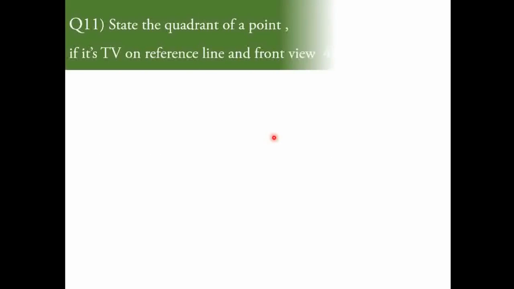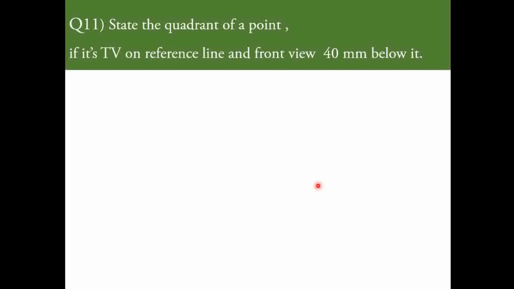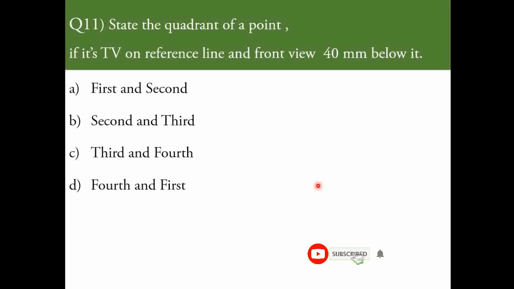Now the next question, state the quadrant of a point. Means some condition is given, that is if its top view is on the reference line and front view 40 mm below it, then we have to mention the quadrant of the point. The options are first and second quadrant, second and third quadrant, third and fourth quadrant, and fourth and first quadrant.